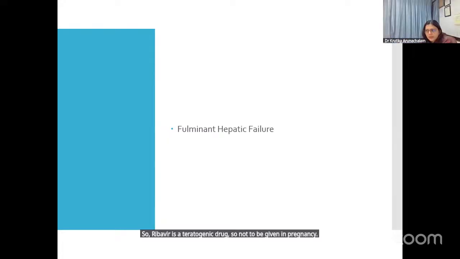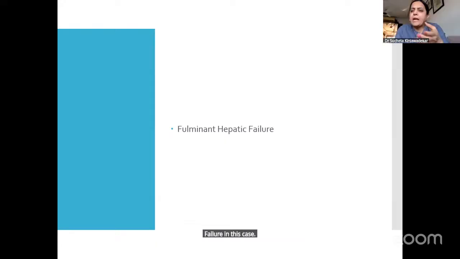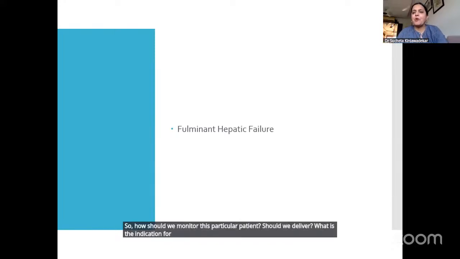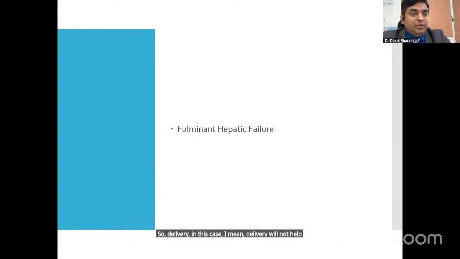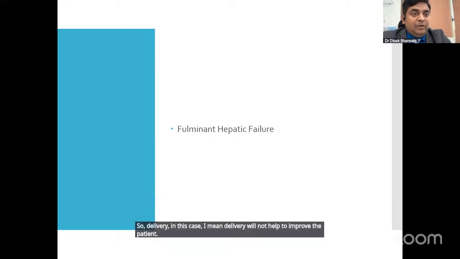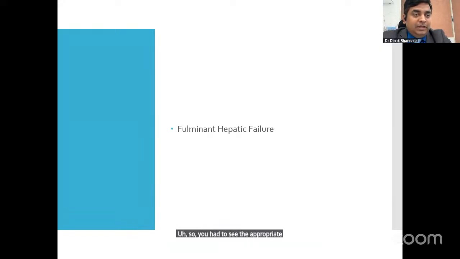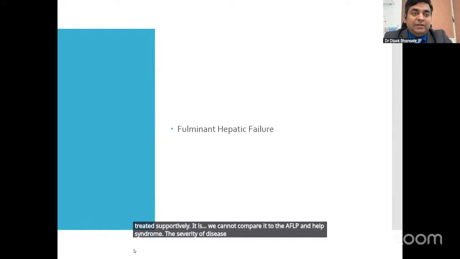So what would be the signs of fulminant hepatic failure in this case? She is a 28-weeker and we have diagnosed her as hepatitis E. How should we monitor this particular patient? Should we deliver? What is the indication for delivery from your point of view? Delivery, in this case, will not help to improve the patient. You have to see the condition of the mother and treat her supportively. We cannot compare it to AFLP and HELLP syndrome. The severity of disease doesn't decrease after delivery. So just manage the patient.